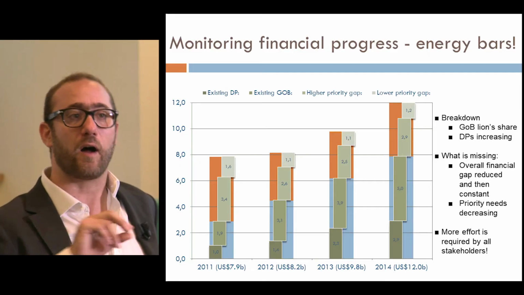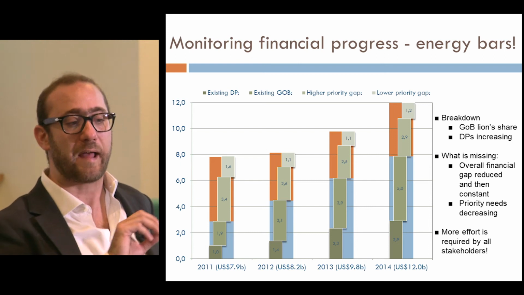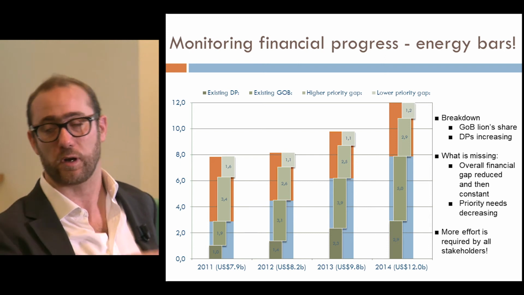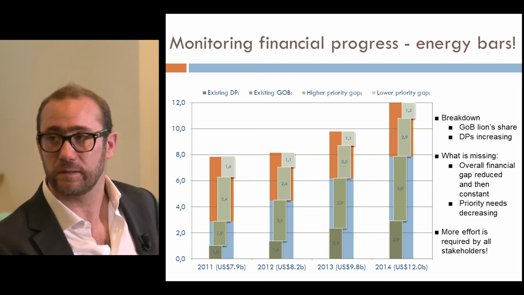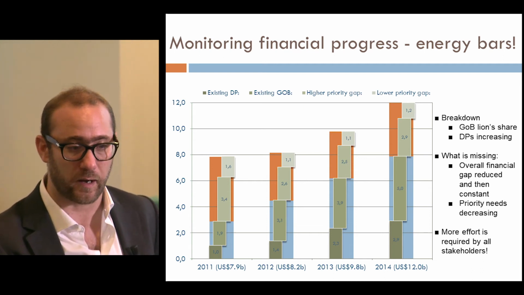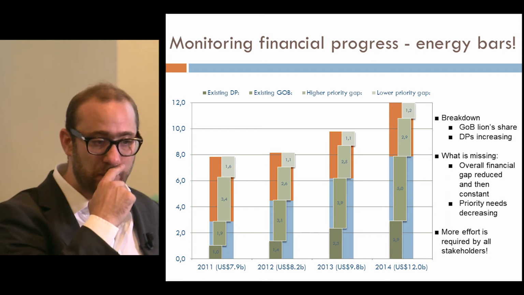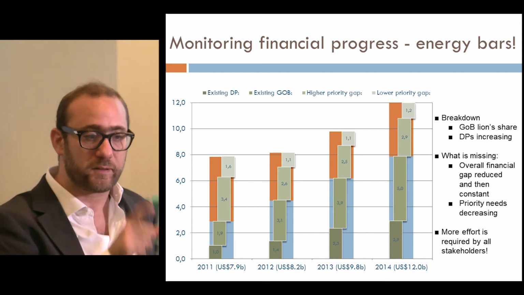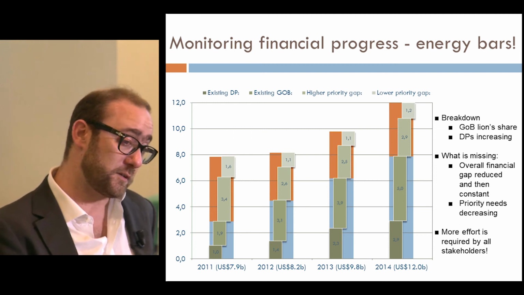And we can see that both the donors are increasing their contribution and the government as well is increasing the contribution. And one lesson we can draw is that the government is increasing the contribution more than what the donors are doing.